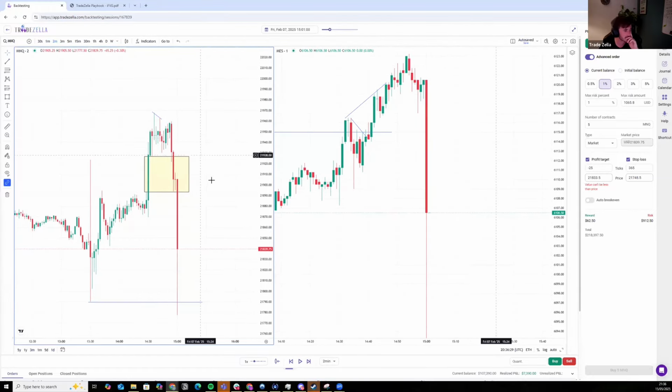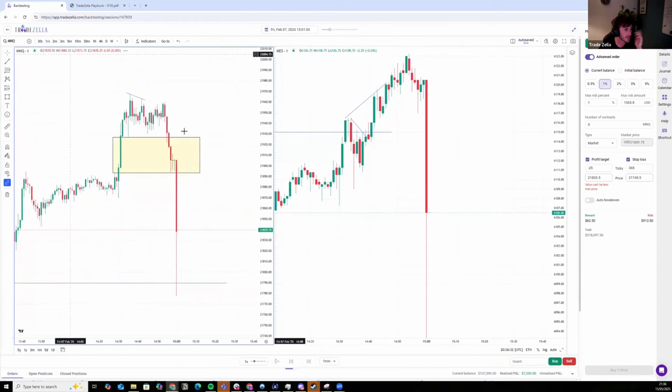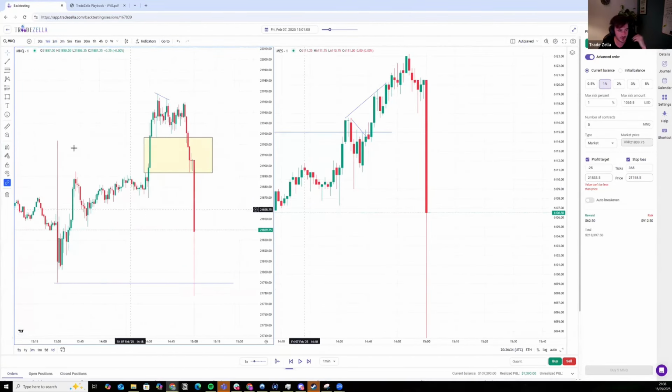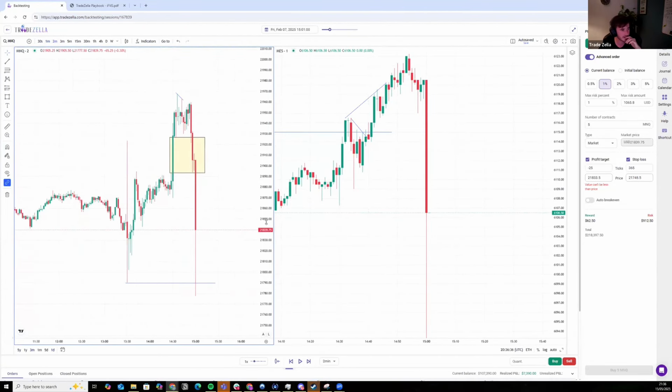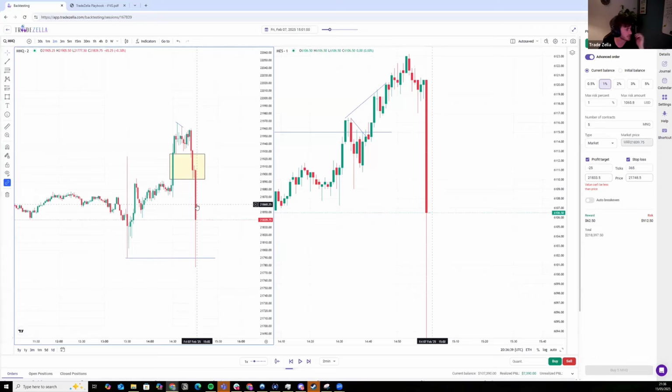Okay, so it just absolutely rips and it's hit our target straight away. So there, we don't get an entry. And that's unfortunate. That's just how it is sometimes. We didn't get an entry there. So that trade, it went without us. It is what it is.